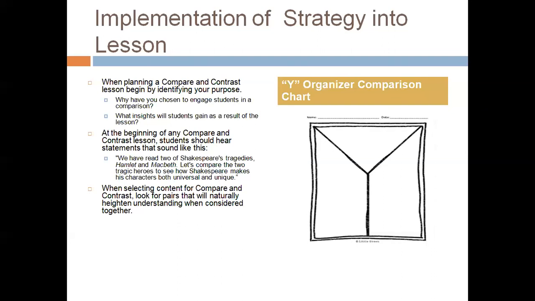And over here to the right is another diagram. This is the Y organizer. And on the left side, you put A. On the right side, you put B. And where you make the Y, that's where you put the characteristics that A and B share.